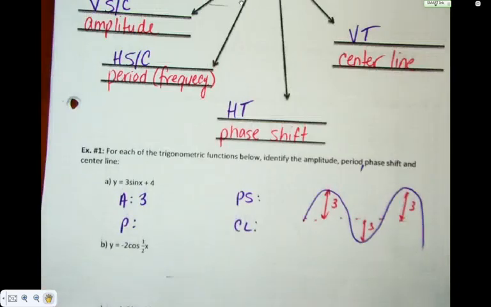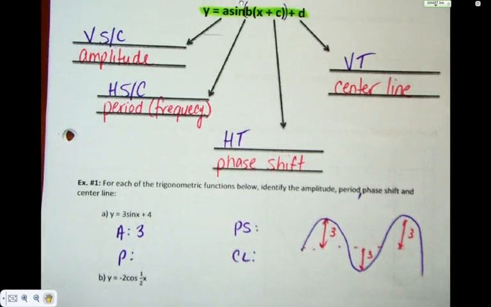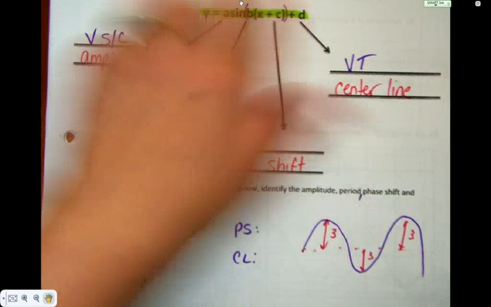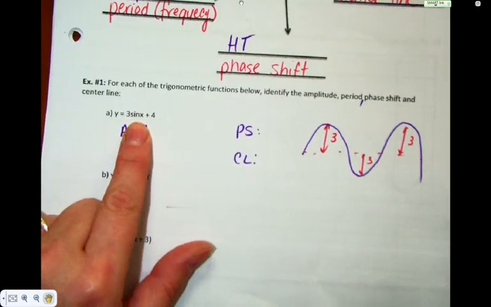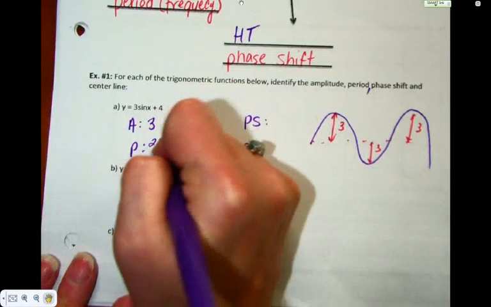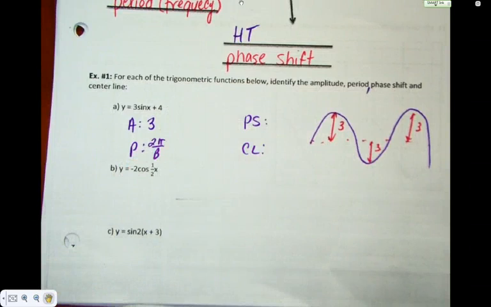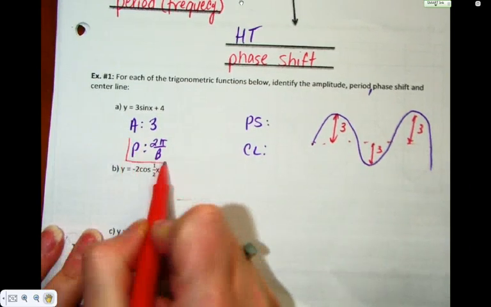What affects the period or the frequency of a sinusoidal graph? So where in here? It's the horizontal stretch or compression. So we're looking at what's the number between sine and x. There's just one, so the period is always 2 pi divided by the b value. And I'm just going to box that in red. That's going to come up a lot.